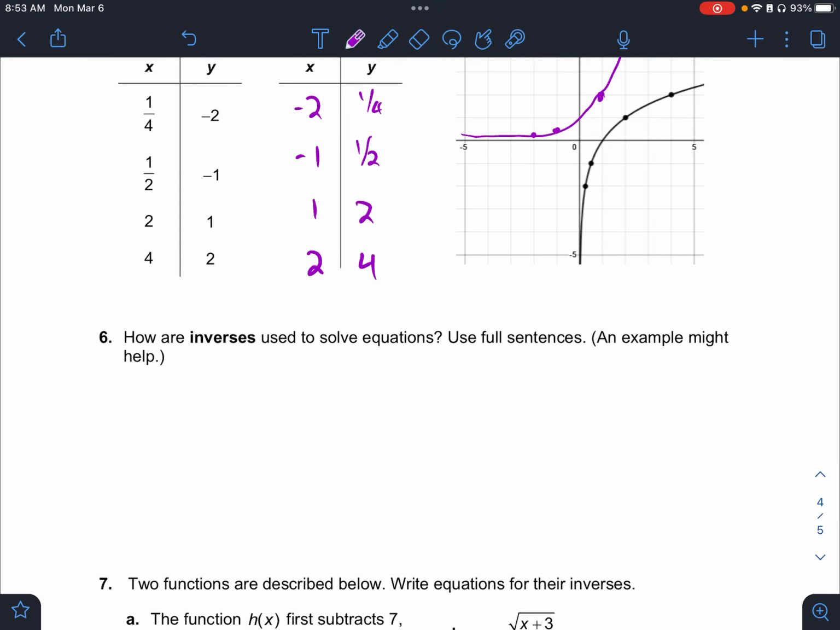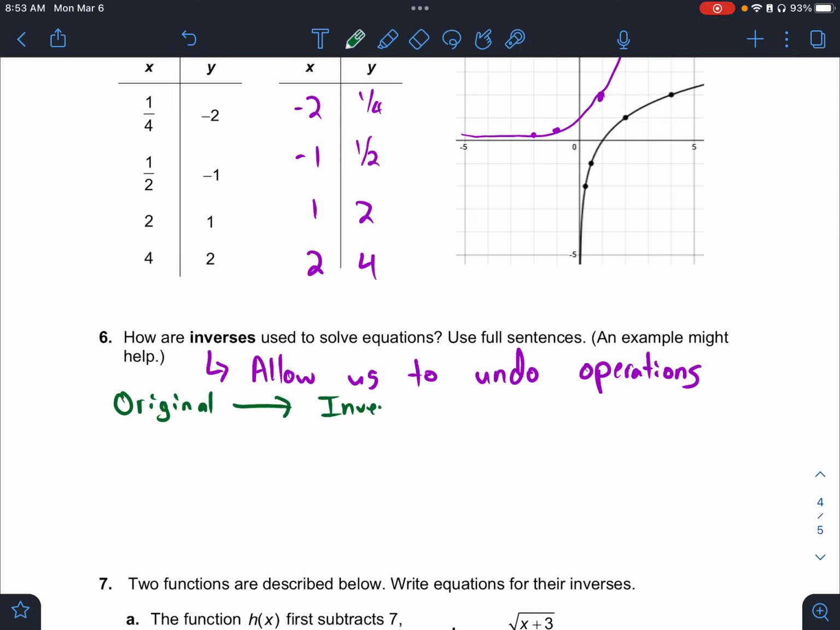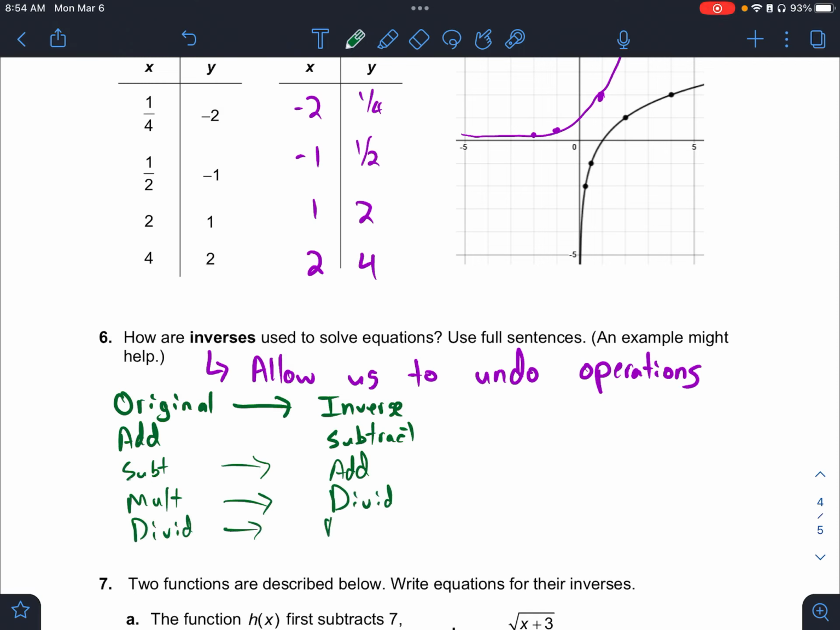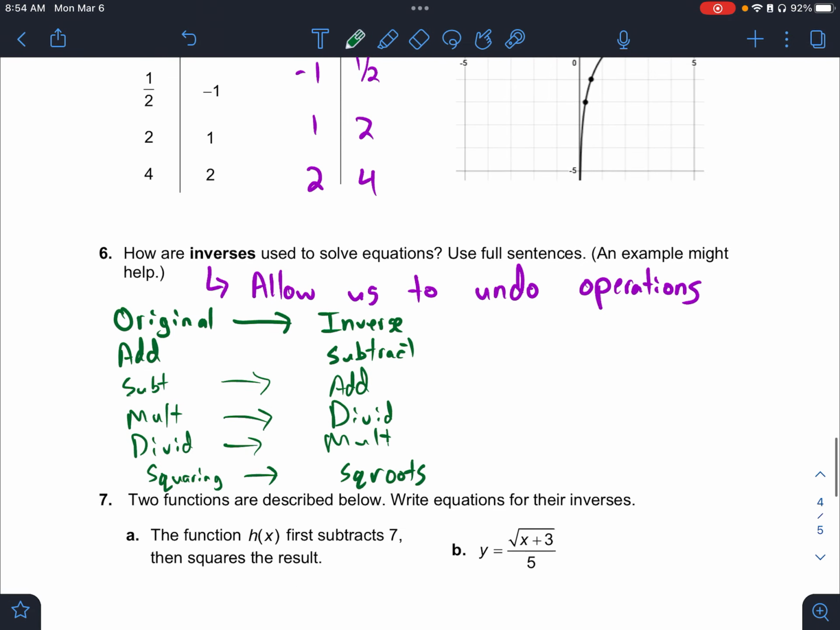How do inverses use to solve equations? Inverses allow us to undo operations. So we've looked at all kinds of these, right? So if I go like original to inverse, okay? If I look at like adding, the inverse is subtracting. If I look at subtracting, the inverse is adding, multiplying, dividing, dividing, multiplying, square roots or squaring, square roots. Okay, and that list continues. Okay, that's just kind of a generic start to being able to do these.